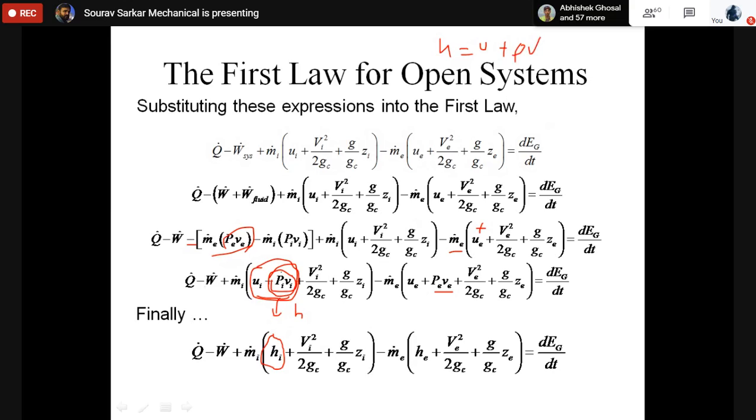So finally you are getting this expression. This is the transient state energy equation.